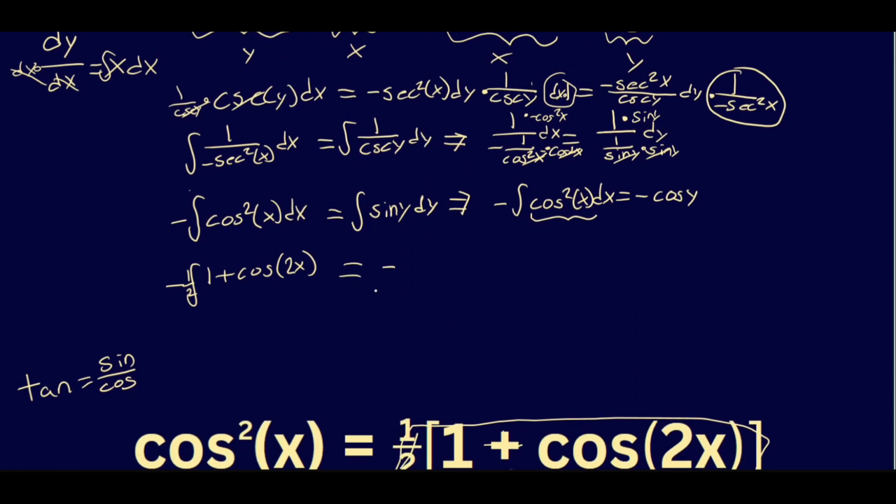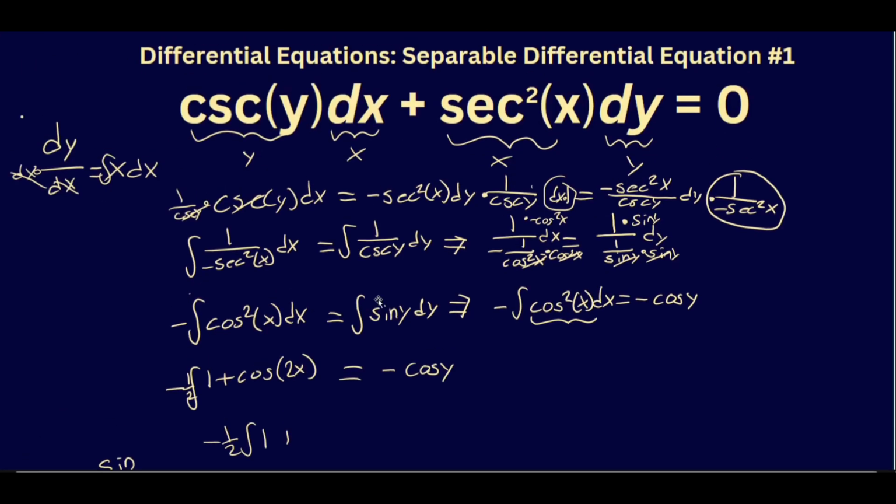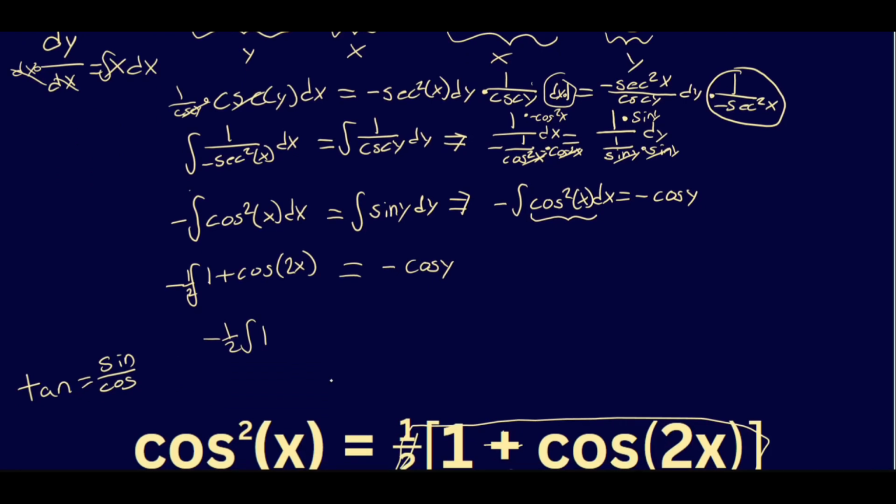Equals negative cosine y plus c, blah, blah. This, we can just split up, right? When you see a plus sign, boom, no need to worry about it, you can just split up that integral. So negative 1/2 integral of 1 minus 1/2 integral cosine 2x. This is very simple. We're just going to get negative 1/2, sorry, dx, dx. Don't forget that.